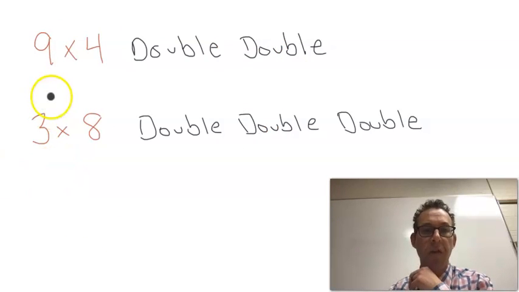Here's 2 problems to try on your own. Again, think of 9 times 4 as a double double, and 3 times 8 as a double, double, double. Good luck.